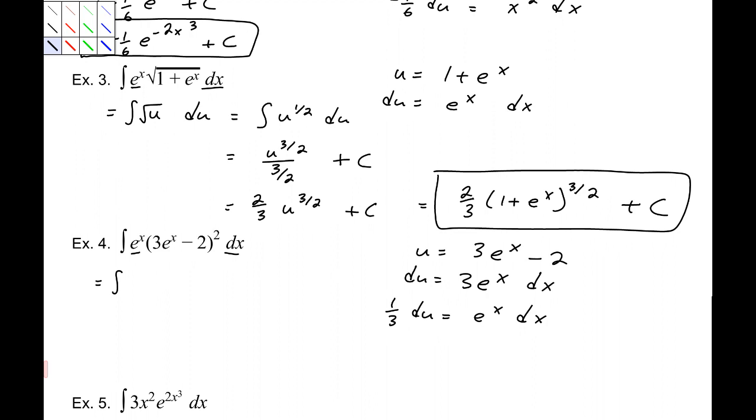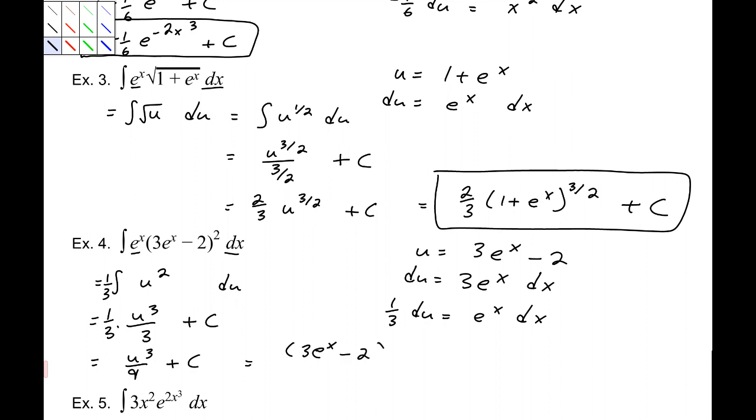Alright, so we can rewrite this as 1/3 du, and that will be u squared, because the du includes the e^x and the dx. So this would be u cubed over 3. Now we can't forget our factor of 1/3. So that would be u cubed over 9 plus c, which, because of our u, is (3e^x minus 2) cubed. And I'll go ahead and write this as 1/9 plus c.